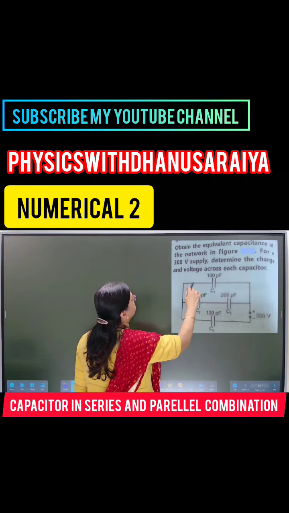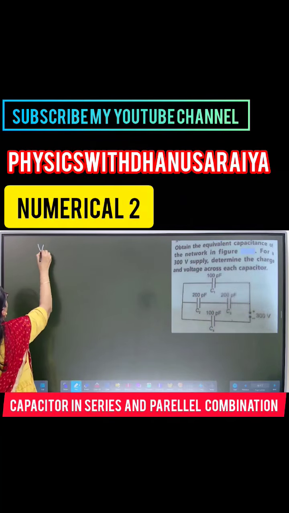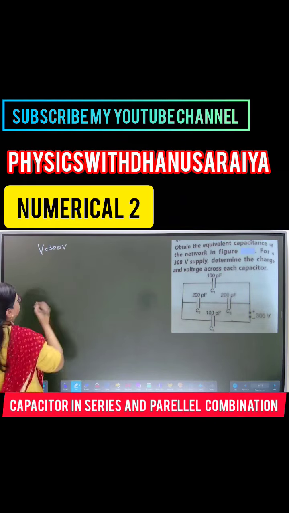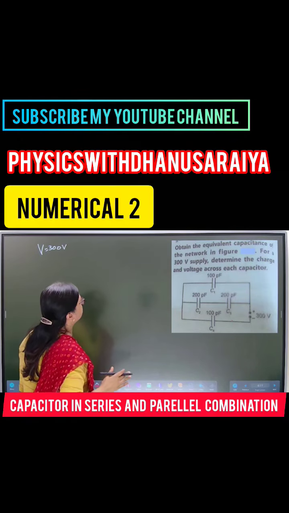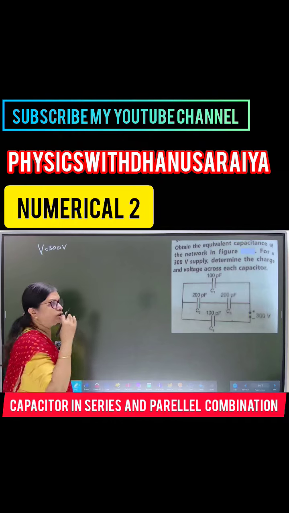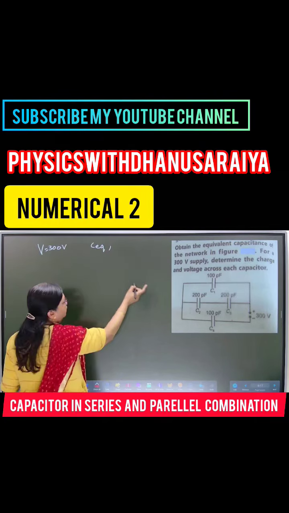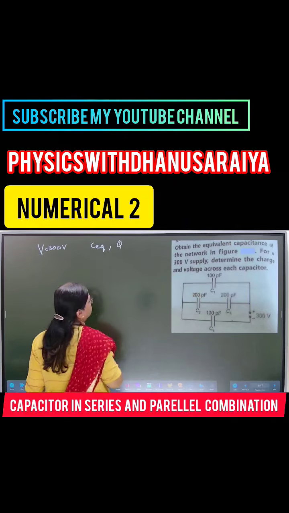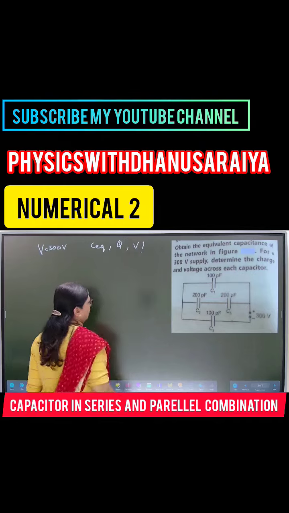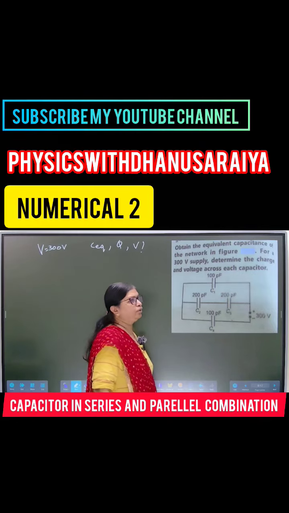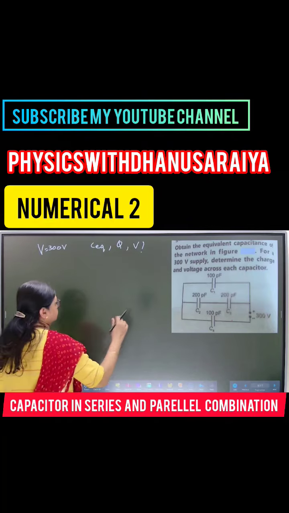a 300 volt supply, and determine the charge and voltage across each capacitor. So what they have given is V equal to 300 volts. Then they have already mentioned the capacitance of each of them, and you have to find the total equivalent charge first. Then the charge on each capacitor, that is the next part of the question. Voltage on each capacitor, that is another part of the question. This is the query. Now, using our method, let us find the equivalent capacitance.